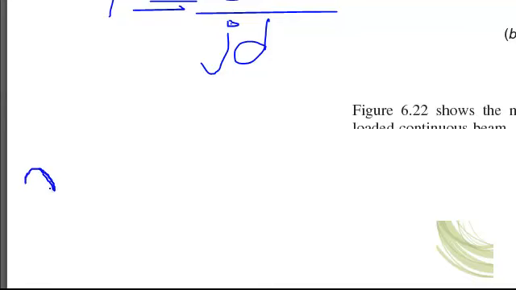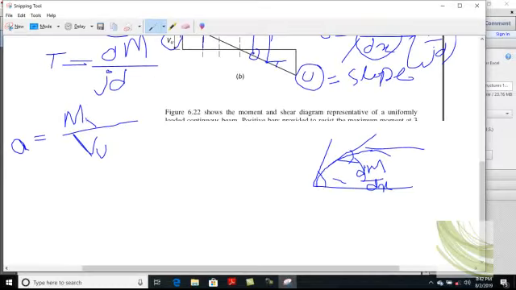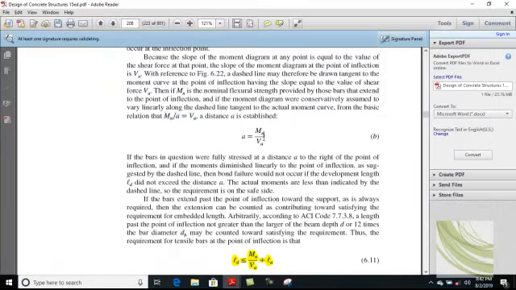From there we can say that this distance a will be equal to the change in, or you can say, Mn divided by Vu. Okay. Mn divided by Vu. So from this one, you get this equation: this distance a equals Mn divided by Vu.